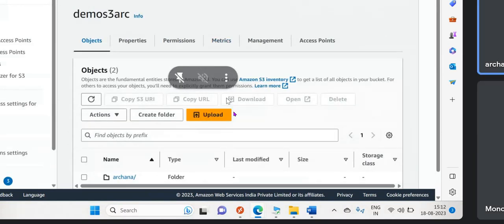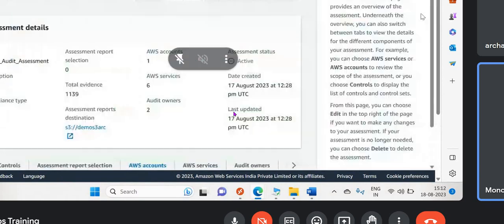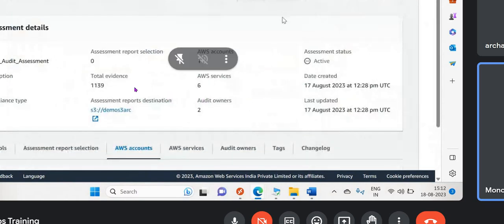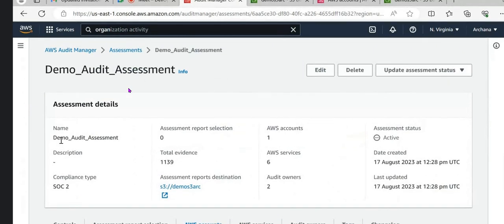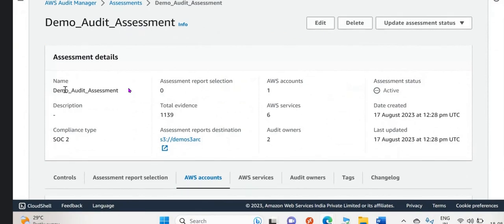So let's explore those options. This is very important. See, here when you do the audits, what it is doing is an assessment for a certain compliance type. A compliance would be a set of rules, and based on that you are going to do the audit. Now you need to check what other compliance types are there and what is a part of it. Now, in the other parameters, AWS accounts is saying 1, AWS services 6, and audit owners 2.